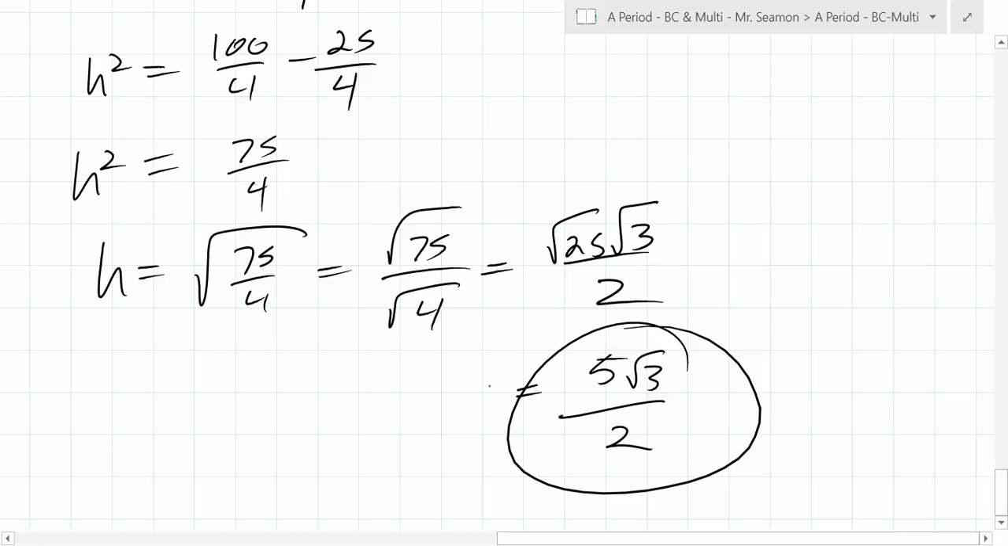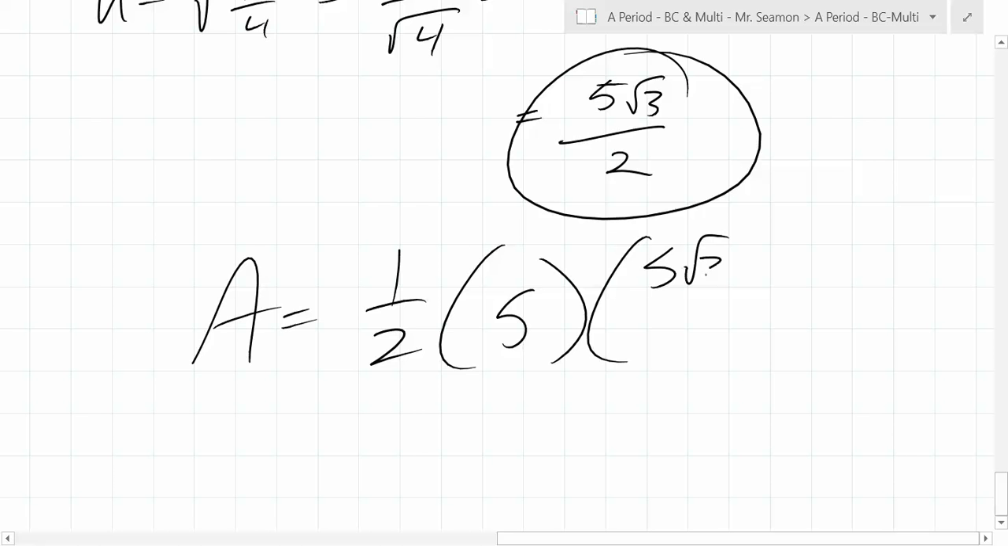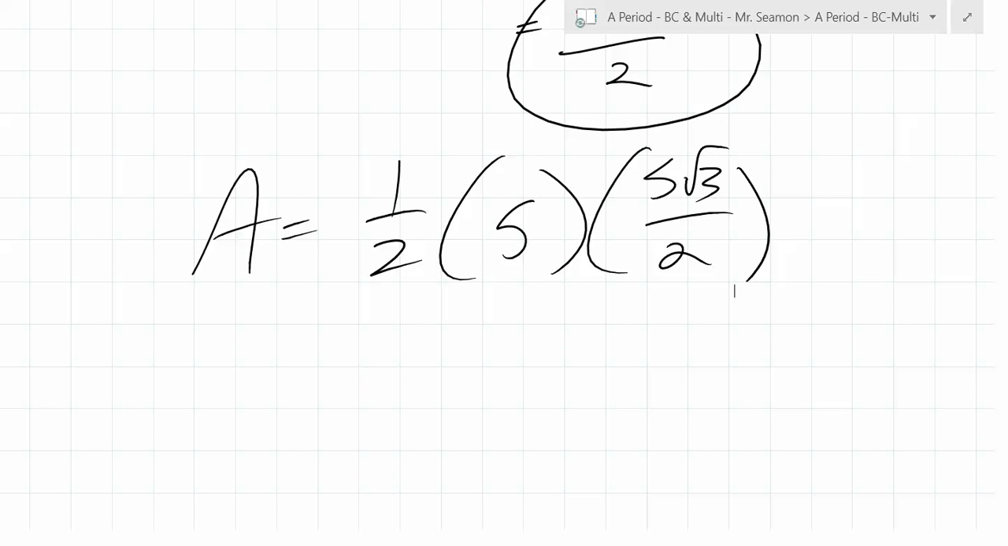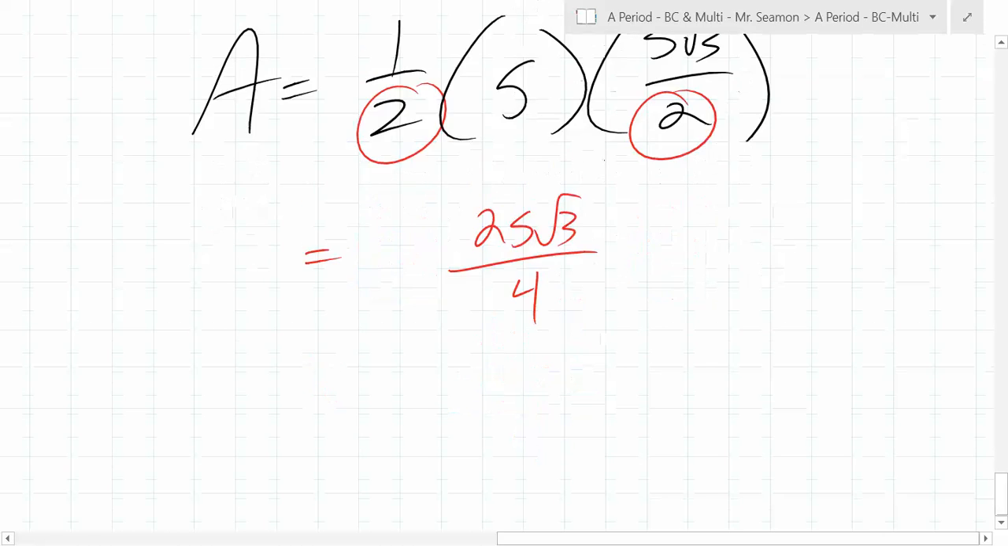But now that we have the height of the triangle, what can we find? The area of the triangle. Area is going to be 1/2 the base, which is 5, times 5 root 3 over 2. Can you clean this up a little bit? Kinda. What does it become? You know, it's going to be 25 root 3 over what? Well, 2 and 2 is what? 4.